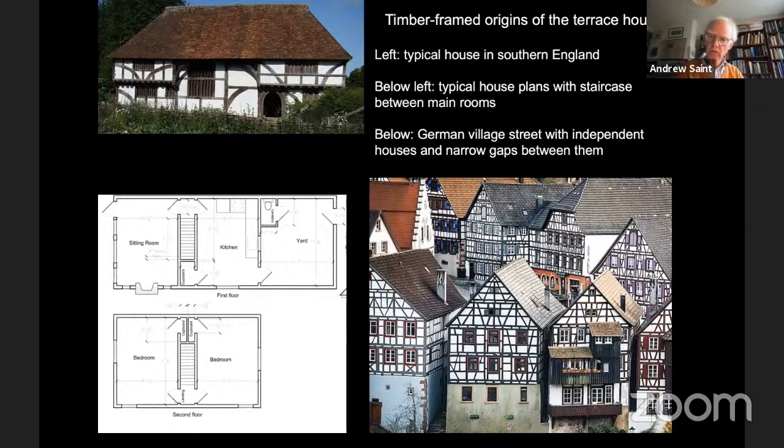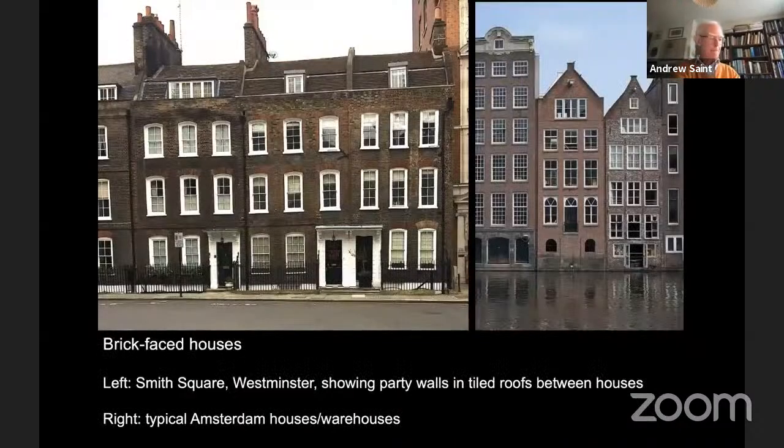That goes on to become the commonest plan form of the London brick terrace house when it first appears in the 17th century. It's simply the old type of timber house refaced in brick. It's very important, I think, to understand that when brick comes in, it doesn't replace timber, it just clothes it over these kinds of houses, as you see on the left here.